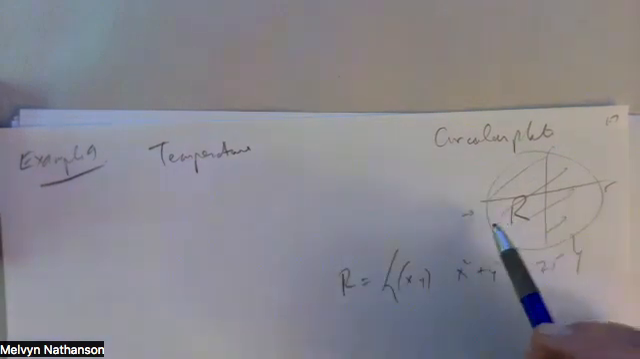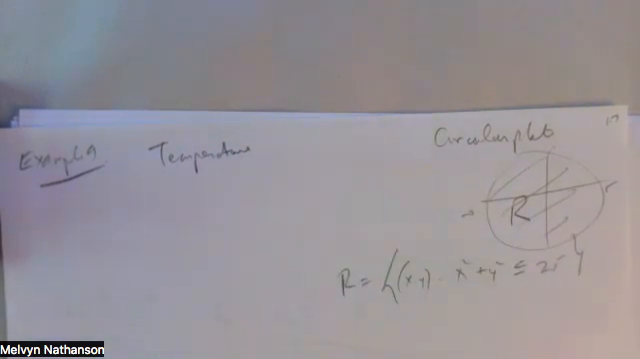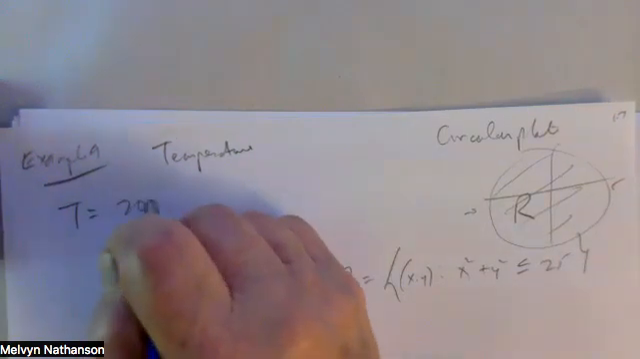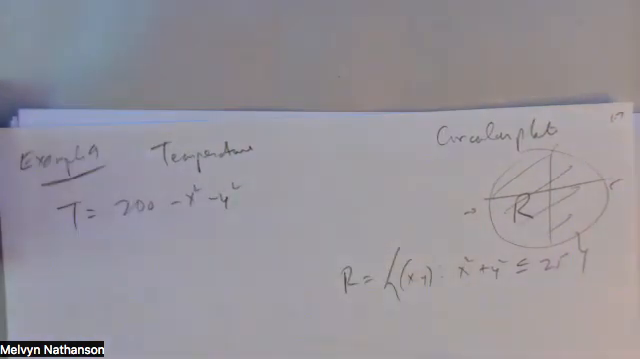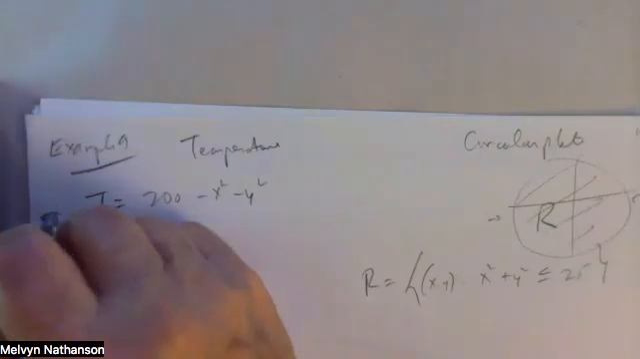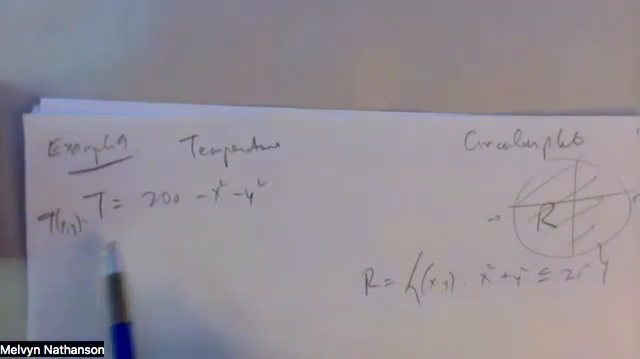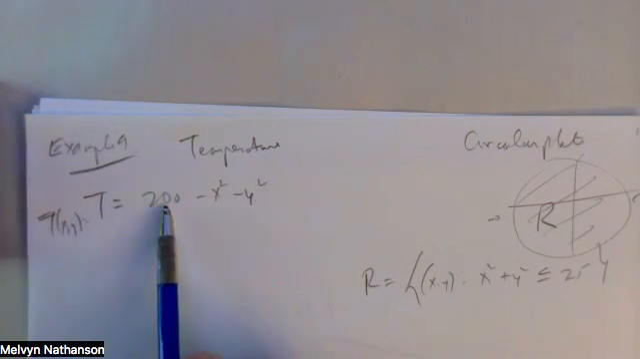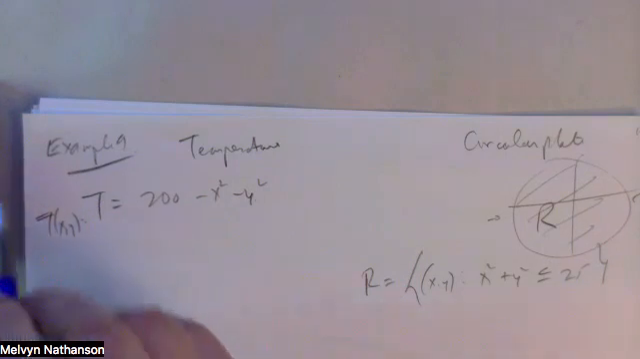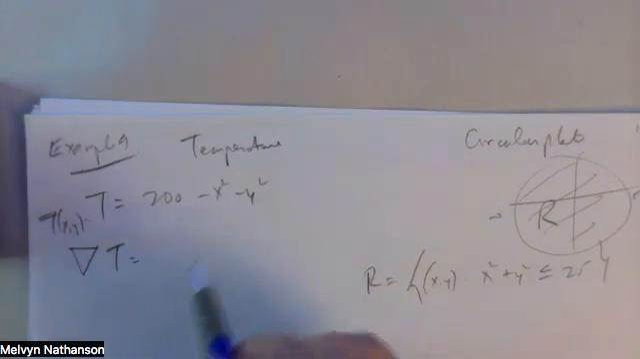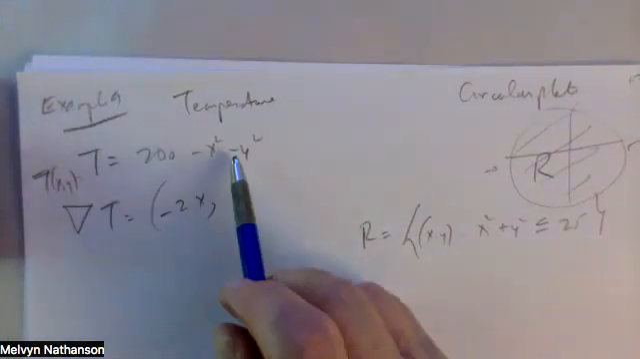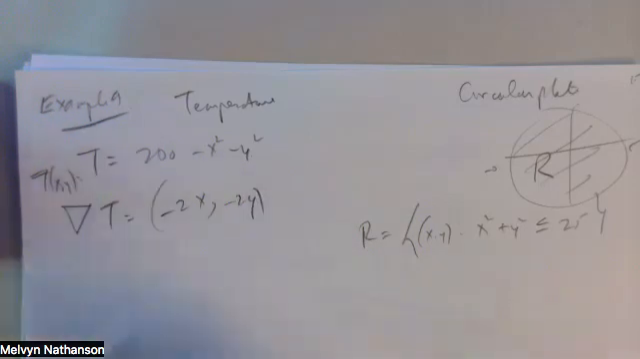And suppose that at every point on the plate, you can measure temperature. The temperature T at any point on the plate is 200 minus x squared minus y squared. So T maps the vector x, y to a real number. Every point x, y, you get a number, the temperature is a scalar. So this is a function of two variables. What is the gradient of T? If you differentiate this with respect to x, you get minus 2x. If you differentiate this with respect to y, you get minus 2y.